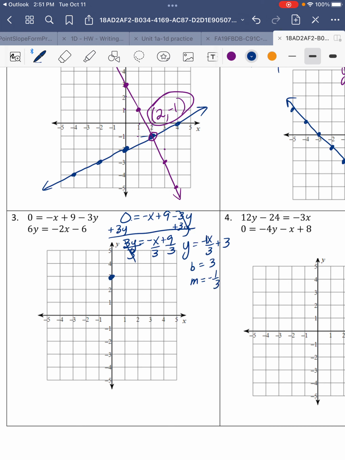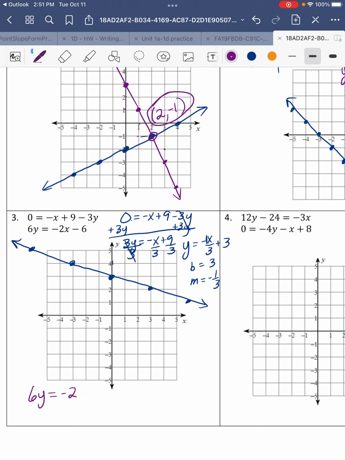So I'm going to go up to 3, down 1, right 3. And go down 1, right 3, and I'm off the graph. I'll go from the y-intercept again. I'm going to go up 1, left 3. Up 1, left 3. And let's draw our graph.